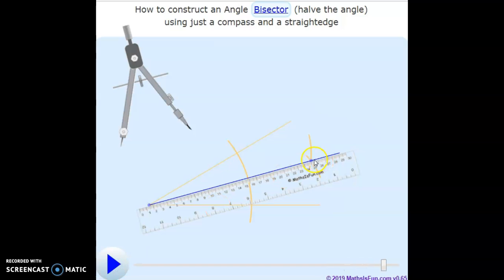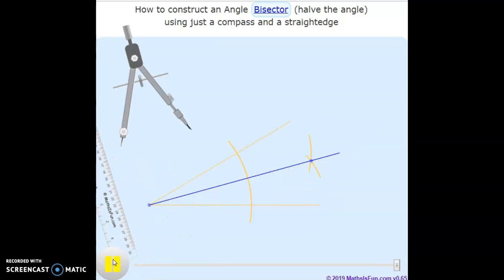So now we draw a point where the two intersect, and using our straight edge we can draw a line from our vertex all the way out through this point. This line will be our angle bisector. So now our angle should be divided into two equal segments.